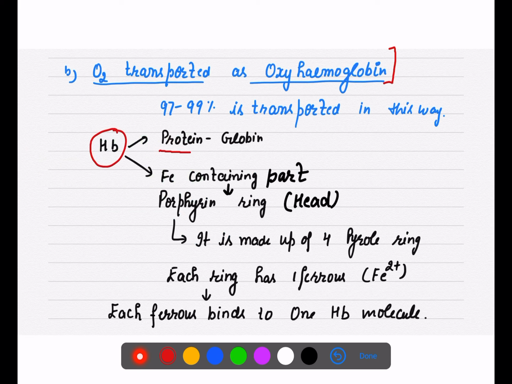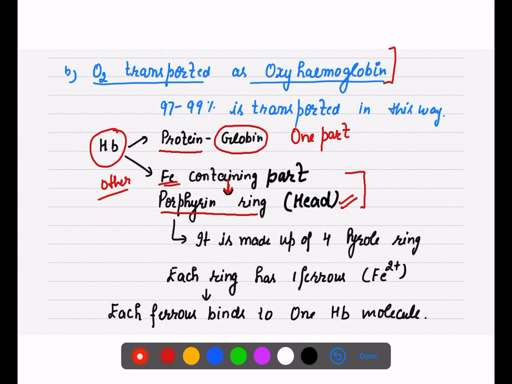Hemoglobin contains a protein which is known as globin. One part of hemoglobin has the protein that is called globin. The other part of hemoglobin contains iron. It is known as the iron containing part, and this iron containing part has a porphyrin ring, which is also known as the porphyrin head. So the iron part has a porphyrin ring.